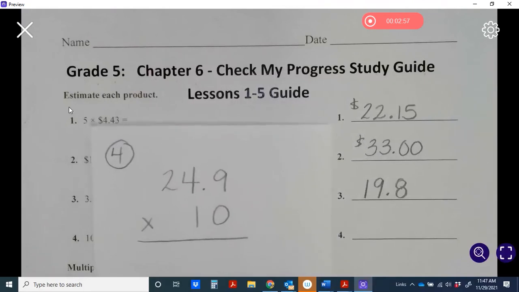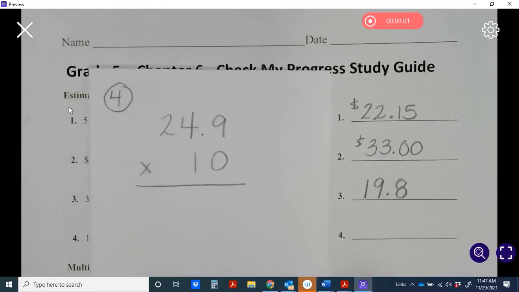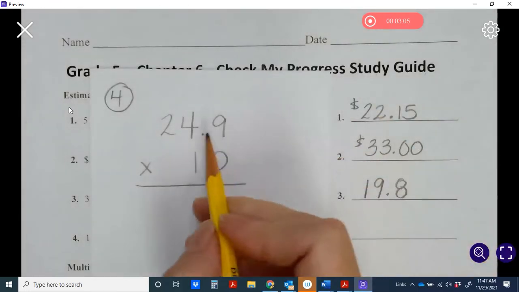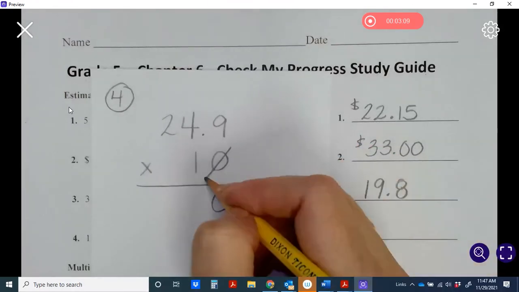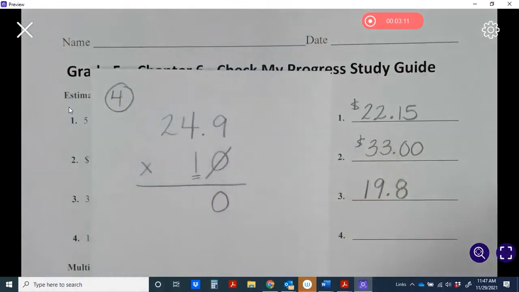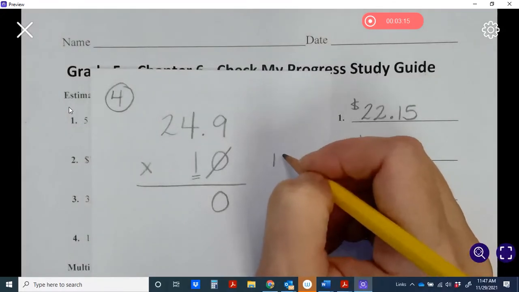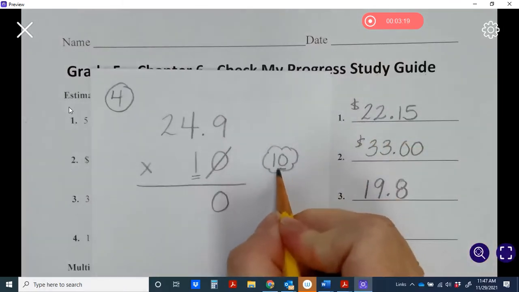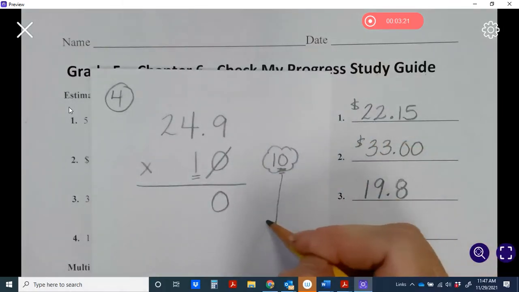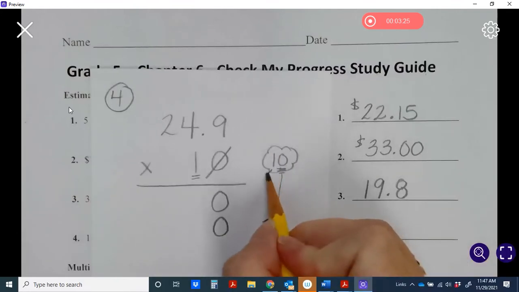Question number 4. 24 and 9/10 times 10. 0 times 24.9 is 0. I cross off the 0, and now I'm going to multiply by 1. 1 is actually in the tens place, so it's a 10. So I have to do something with this placeholder of 0. I'm going to use it as a placeholder. Now I can multiply by 1.